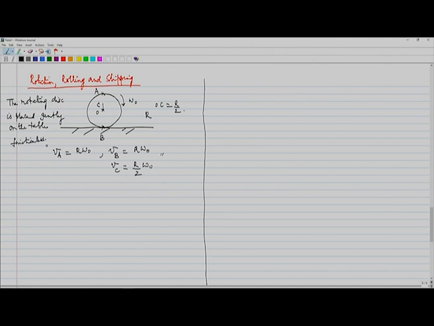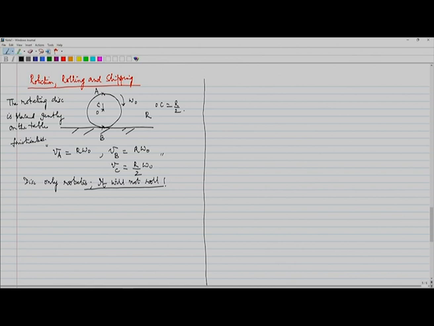Okay. Now the question is, the disk only rotates. Now the question is, will it roll? No, it will not roll. If you place a rotating disk vertically on a perfectly frictionless table, the disk will not roll. This is the point which I want to stress here.